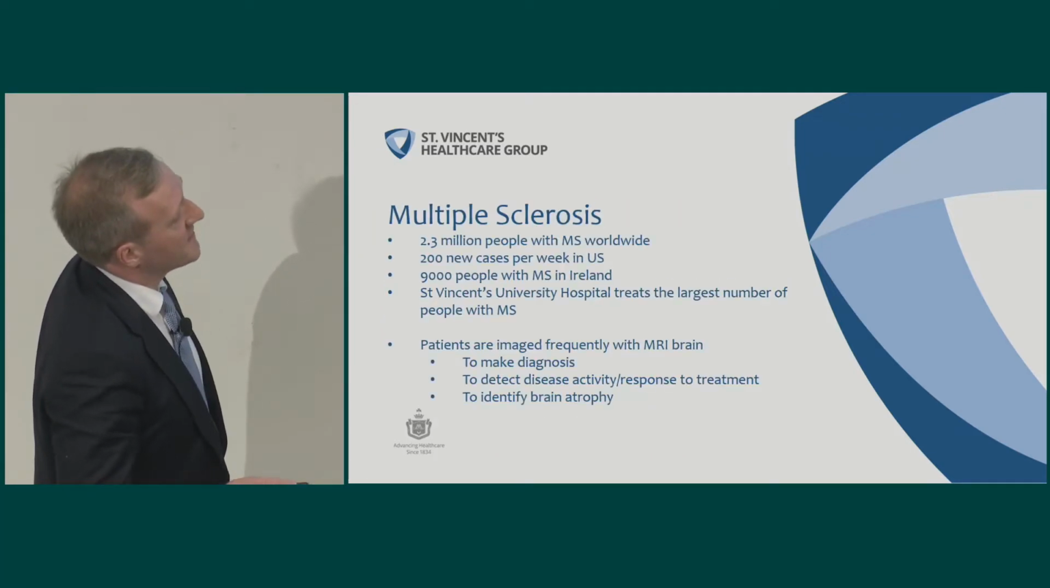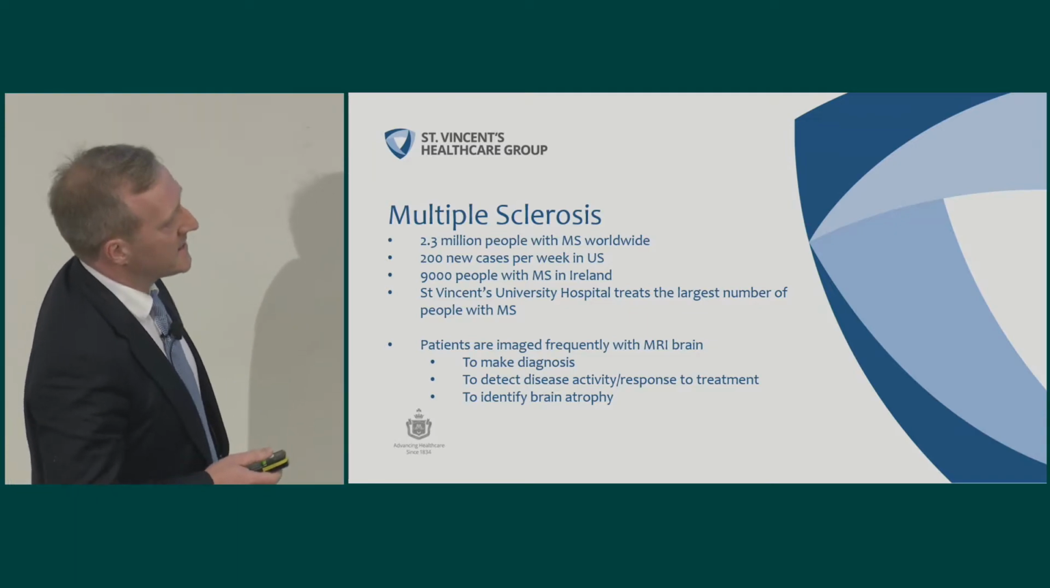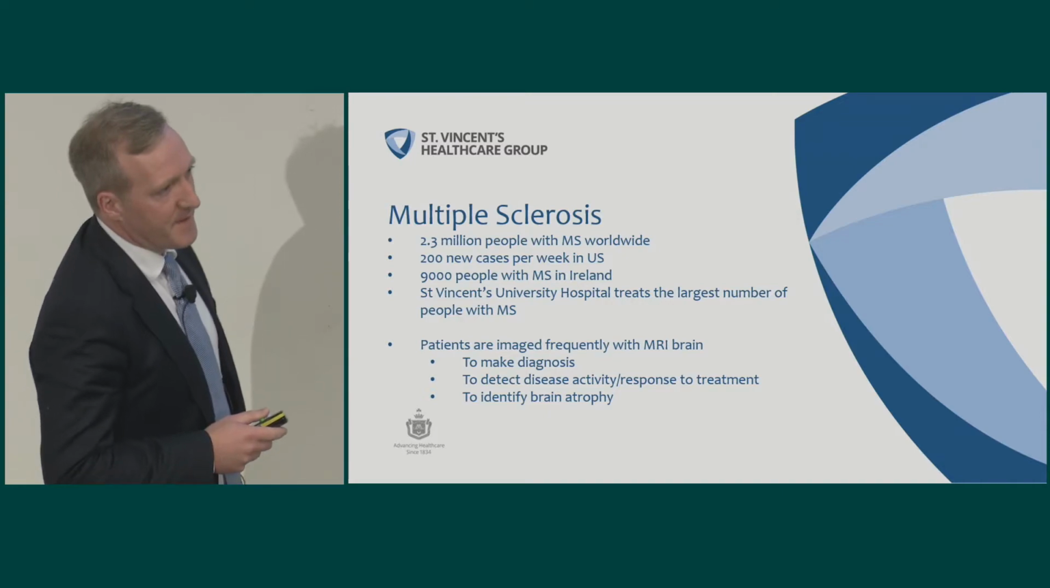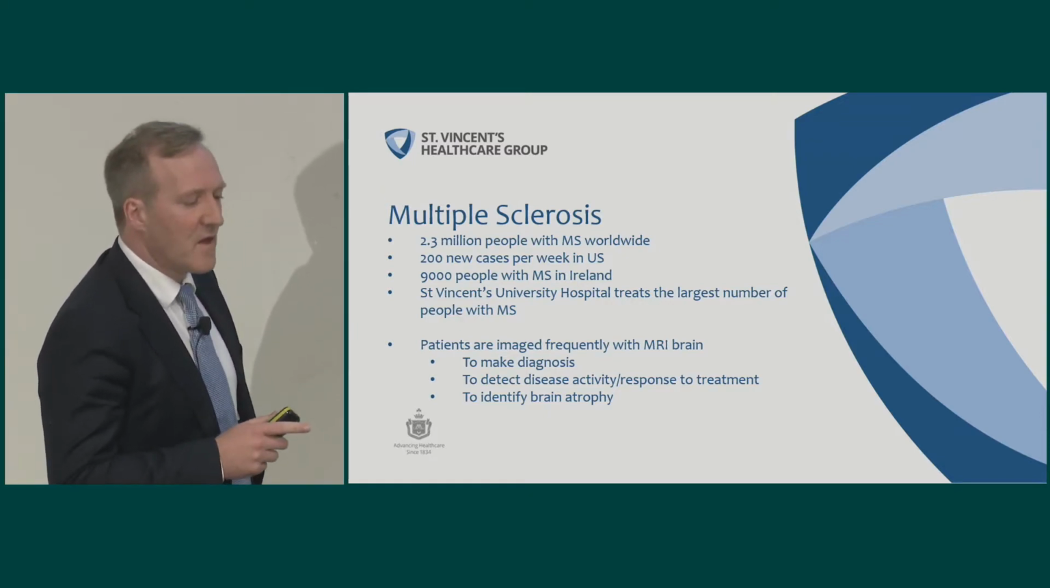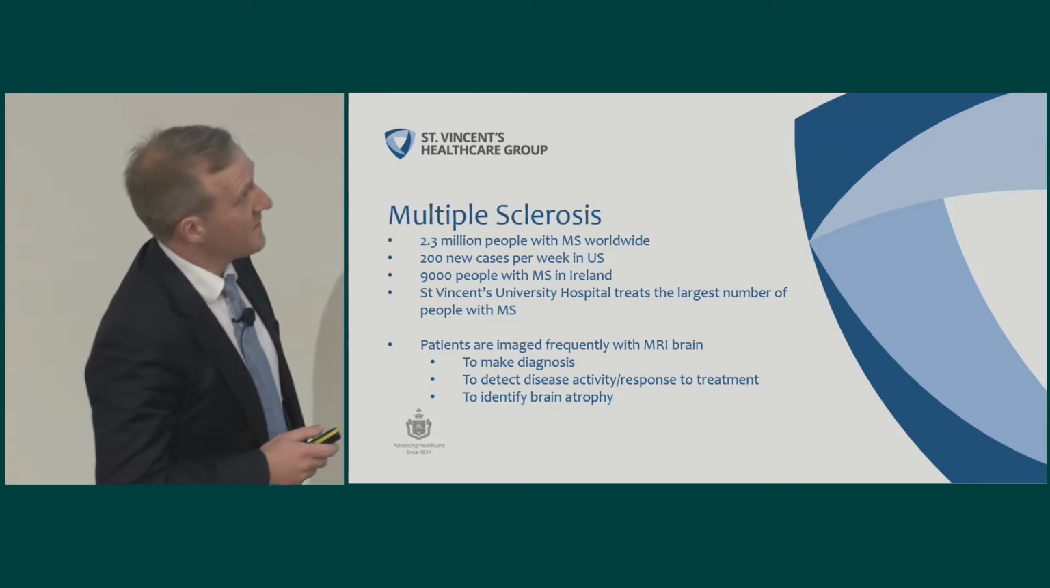So multiple sclerosis, the first one. Relevant: 2.3 million people worldwide have this disease, 200 new cases a week in the US, and in Ireland 9,000 people live with MS. And St. Vincent's has the highest cohort of people living with MS under its treatment in Ireland of any hospital.